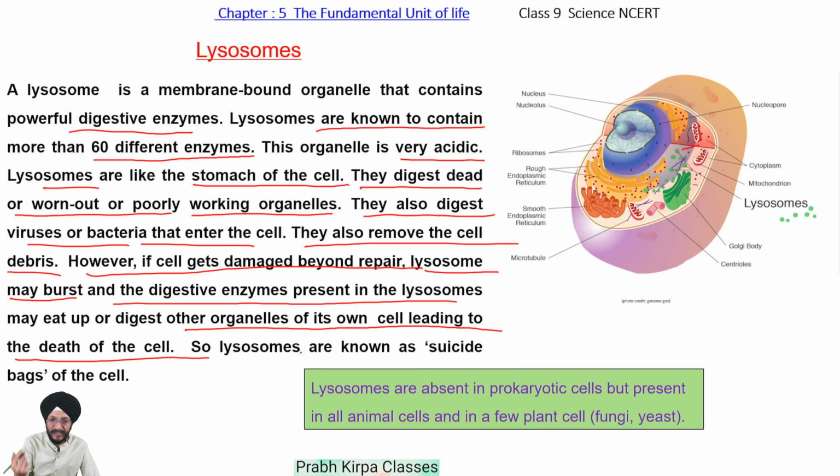Next, plastids. You have seen the plants manufacturing their own food. They do not have to go here and there to find food. They manufacture their own food. It is only because of the green colored plastids which are found inside the plant cells. The plastid is an organelle which is double membrane bound.